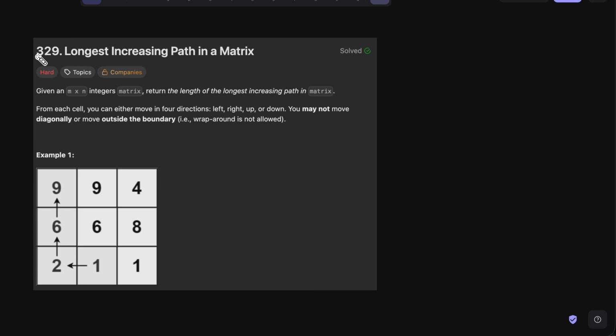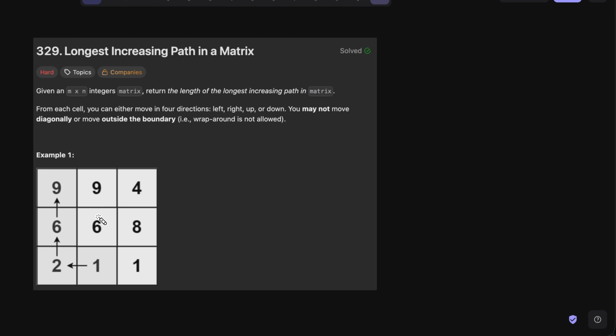So today we have Leetcode 329, that is longest increasing path in a matrix. In this matrix we will have a few numbers and we have to find out the longest increasing path. For example, here we have 1, 2, 6 and 9. So this is the longest increasing path in this matrix.